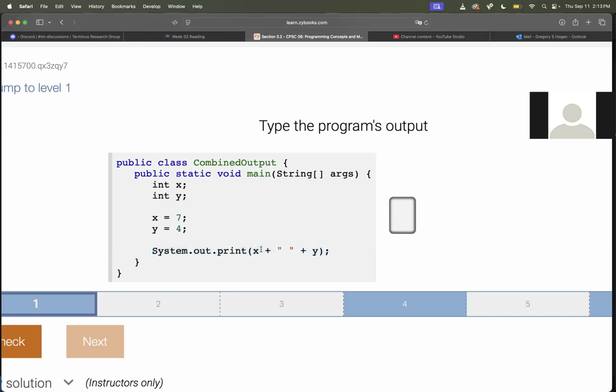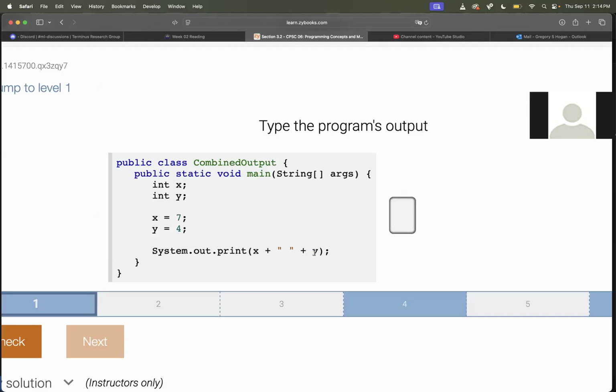System.out.print x, a space, and y. So we're printing three separate things here. We're printing the variable x, not the letter x, right? The variable x. We know that because there are no quotes around it. Then we're printing a space, which we know is a space because we have quotes, then a space, and then quotes again. And then we're printing y, which is the variable y because there are no quotes around it.